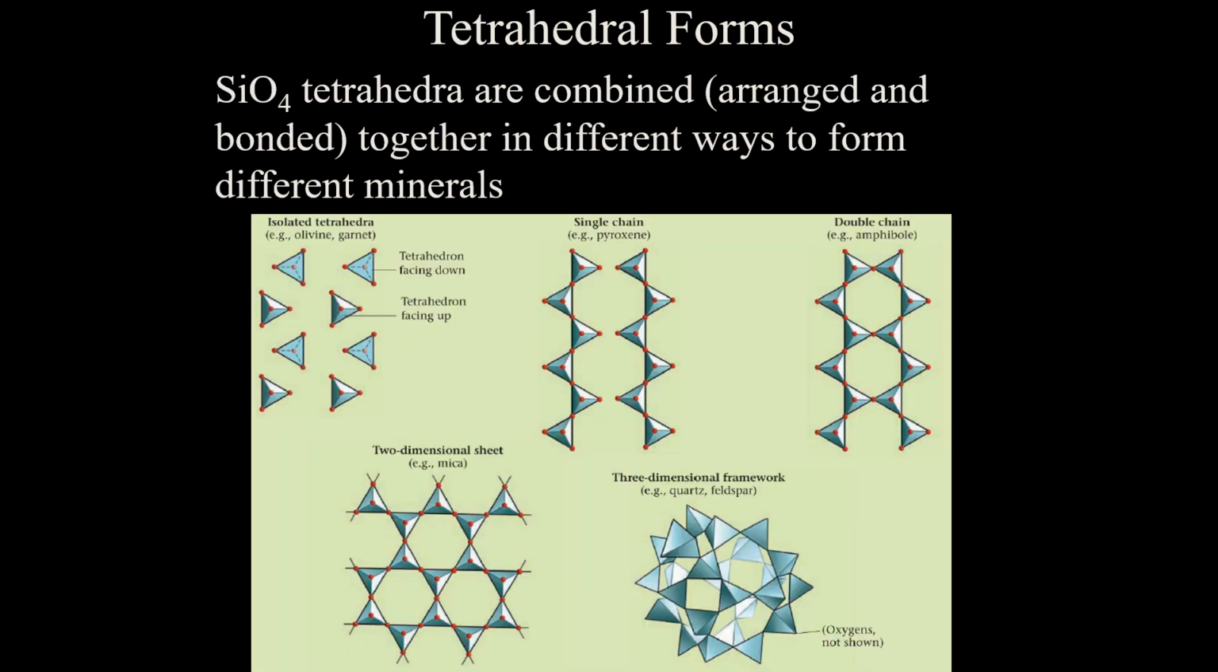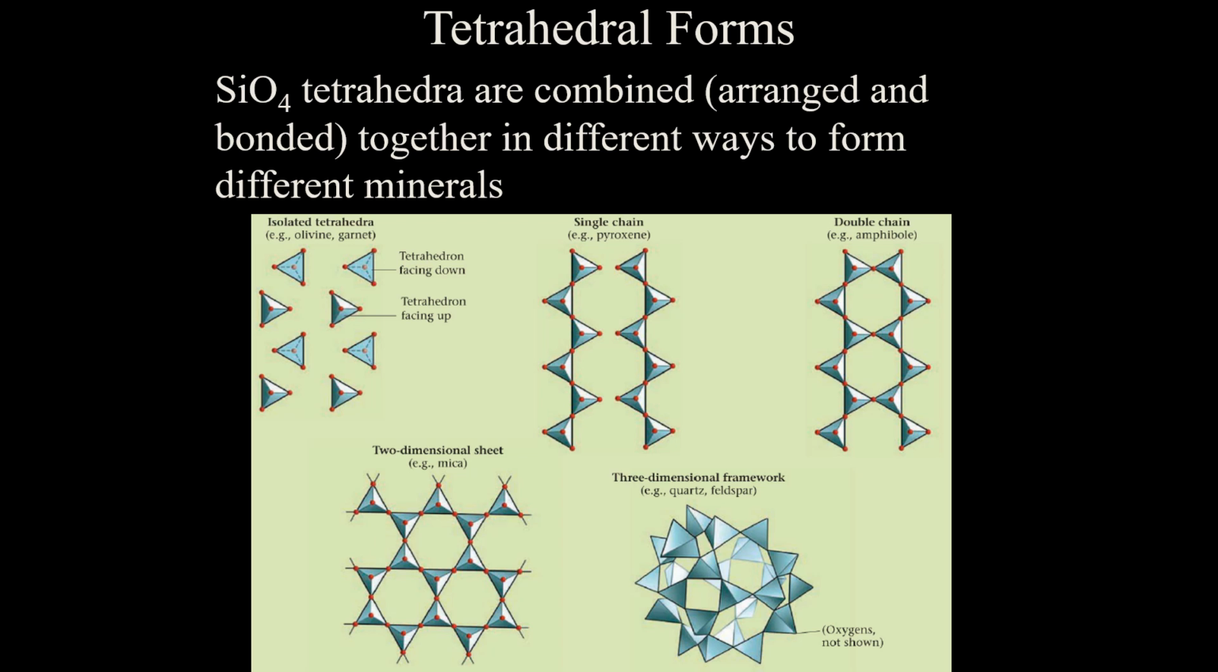And it's really how these silica tetrahedra are ordered and bonded together that gives us all of these different types of minerals that we'll eventually start talking about that are going to build our rocks. And they can be isolated tetrahedrons, they can be single chains, double chains, two-dimensional sheets, or three-dimensional frameworks. And as you progress between these, you go into a different mineral class.